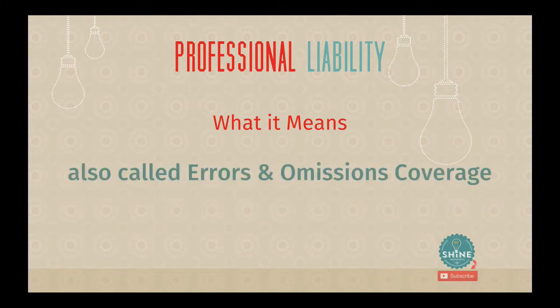You have professional liability coverage to protect you for that. It can also be called errors and omissions coverage. Generally, those terms are used interchangeably. Sometimes errors and omissions can be a part of professional liability. Just depends. Talk to your insurance agent about that for sure. But they generally are used interchangeably.